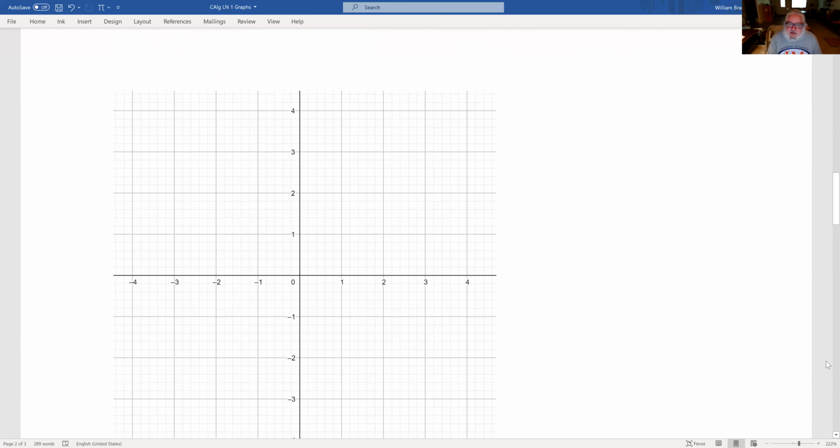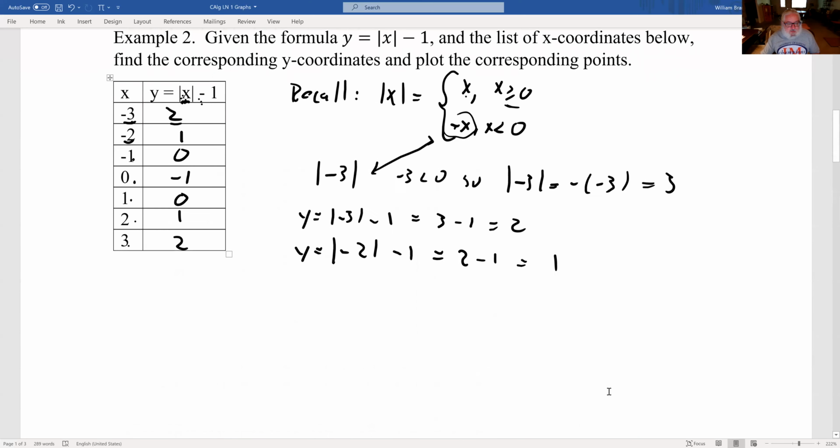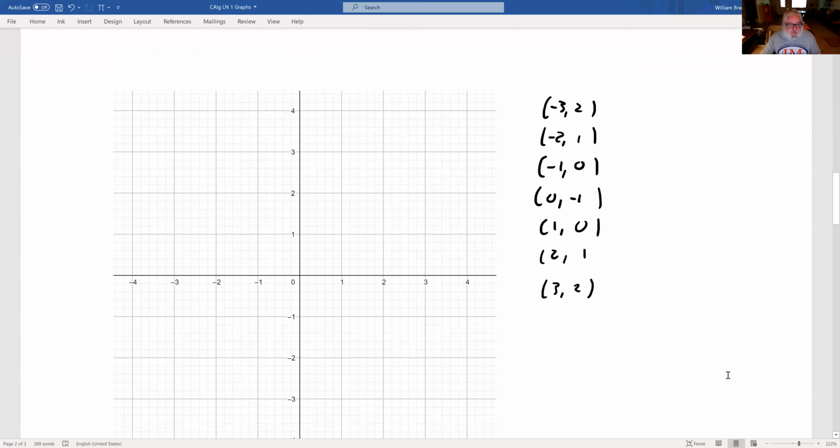What were the points that we had? We had the point x is -3, y is 2, x is -2, y is 1, x is -1, y is 0, x is 0, y is -1. X is 1, y is 0, x is 2, y was 1, and x is 3, and y is 2, right? And those are the same numbers we have here, an x-coordinate and a y-coordinate. So we can plot all these points because they're all just points in the plane. So the first one is x is -3. So these are my x's, these are my y's.